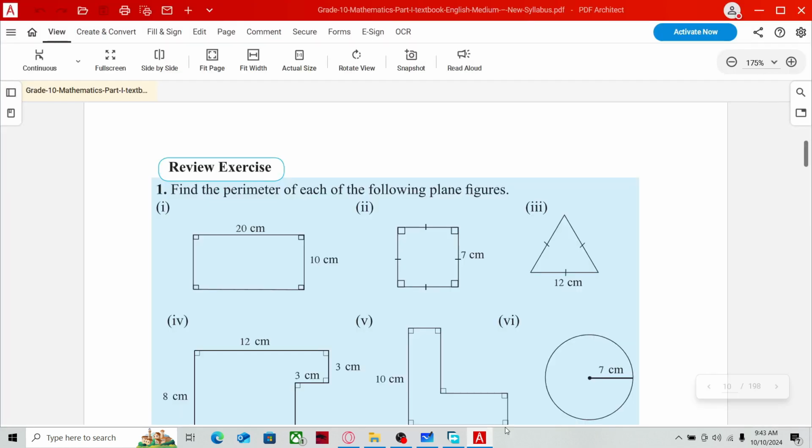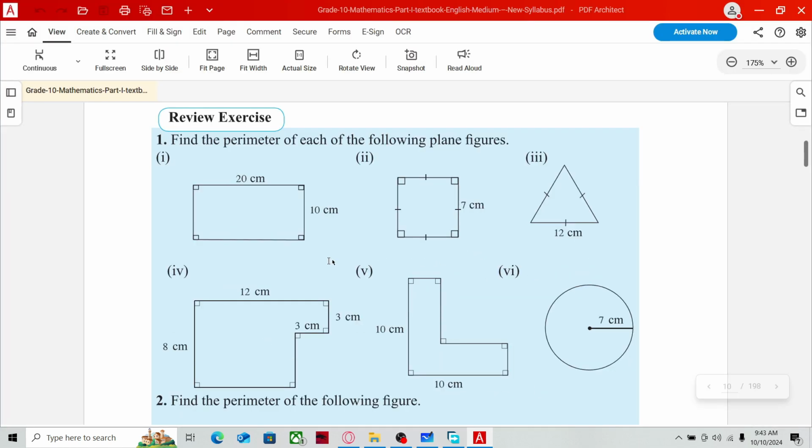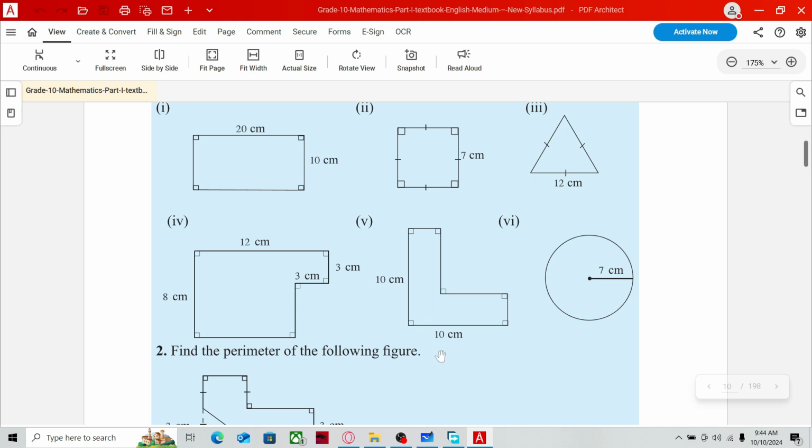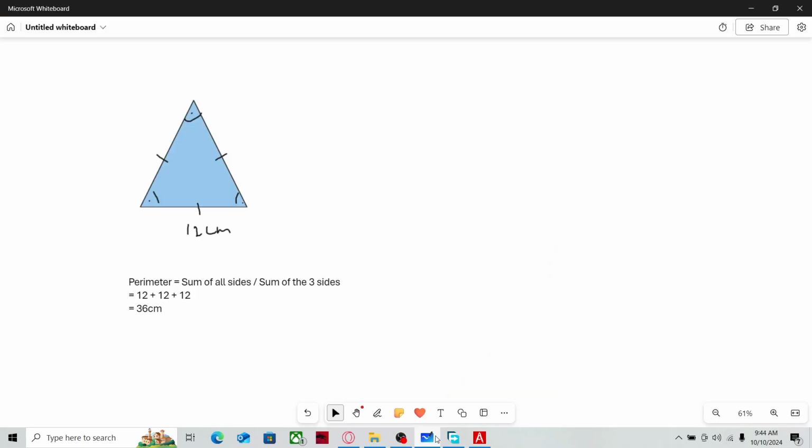Right. So that's about it. What about the next one? Now the next one is not really any shape we have learned. It's kind of a mixed, you know, mixed shapes right here. But it's not hard. We can do it. Right. Let's try it. Let's clear off the board.